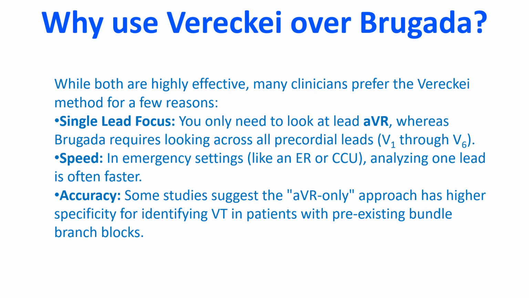Single lead focus. You need only look at lead AVR, whereas Brugada requires looking across all precordial leads V1 through V6. Speed. In emergency settings like an emergency room or critical care unit, analyzing one lead is often faster. Accuracy. Some studies suggest the AVR-only approach has higher specificity for identifying VT in patients with pre-existing bundle branch blocks.